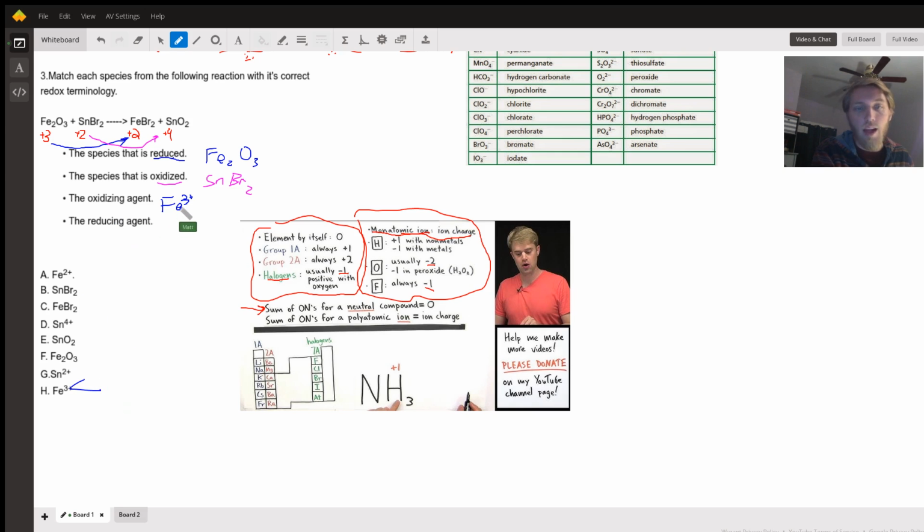Okay. And then likewise, the reducing agent is going to be the tin ion because it gave away electrons to reduce the iron. So tin(II) was the reducing agent. Sorry this video was so long, but I really wanted to focus in on all of the rules you needed to know and how to visualize what's going on there.